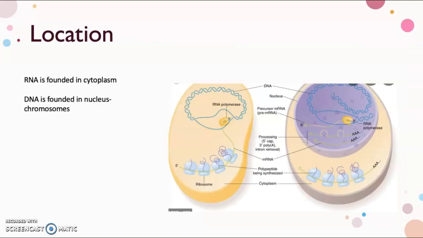As well as the location. RNA is found in the cytoplasm, so if you see in the photo at the very bottom, it lists cytoplasm, and you can see that's where the RNA would be found. And looking at the very top, in that purple circle, that has the nucleus in it. It is the nucleus, and that is where DNA is held.